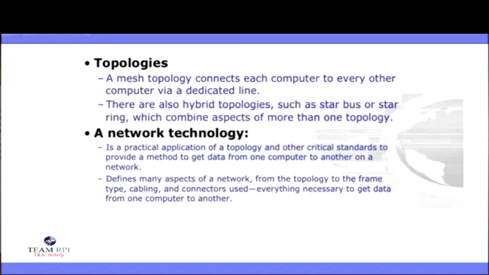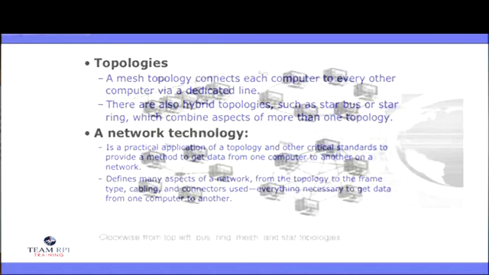Those really aren't important to understand for the A+ certification, but in the real world, you're going to need to know how these hybrid topologies work. So first, we'll just talk about the network topology. It's the practical application of a topology and other critical standards to provide a method to get data from one computer to another on the network. The network topology defines many aspects of that network, from the topology to the frame type and cabling, as well as the connectors being used. Everything necessary to get data from one computer to another is defined by the network topology.